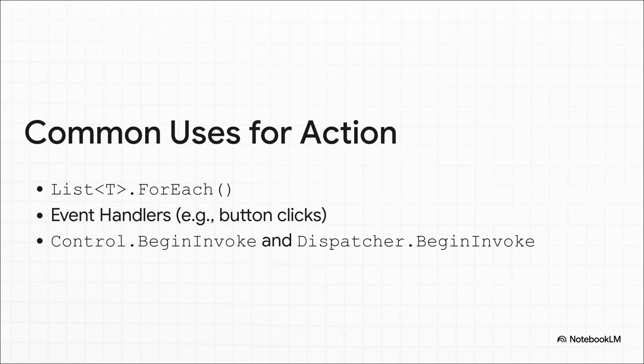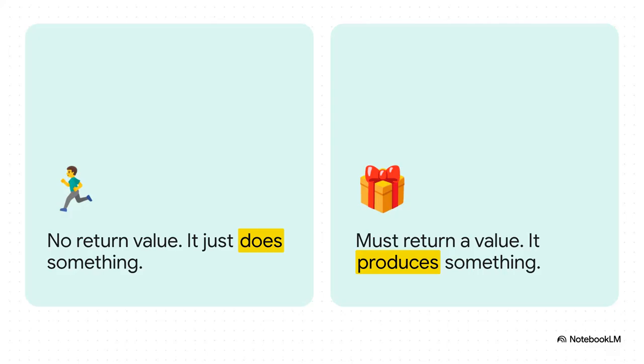And this really shows you where you'll see Action out in the wild. You know when you use ForEach on a list? Yep, you're handing it an Action to run on every single item. Or when a user clicks a button, the code that fires off is often handled by an Action. It is the perfect tool for just triggering some kind of behavior. And that right there, that's the fundamental difference. If Action is our doer, then its counterpart, Func, is all about getting something back. This one single difference completely changes how and why you'd use them.